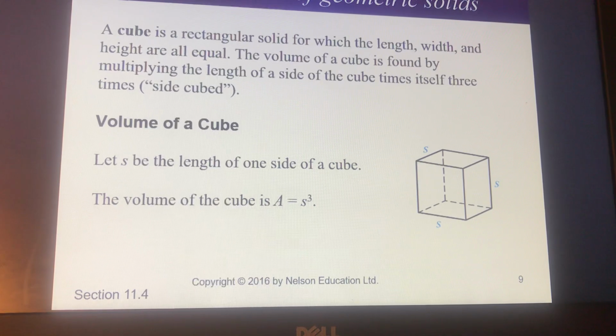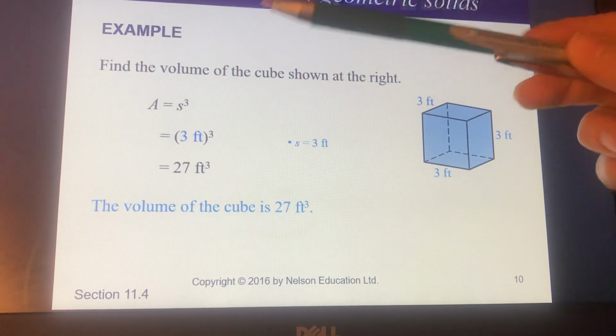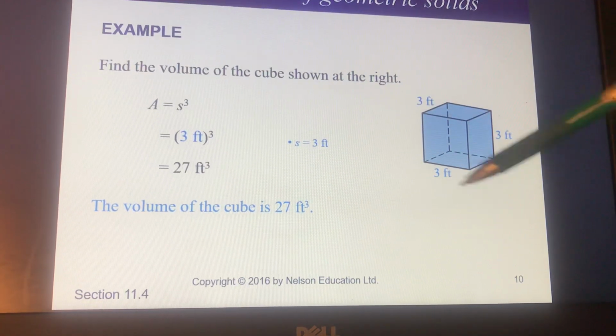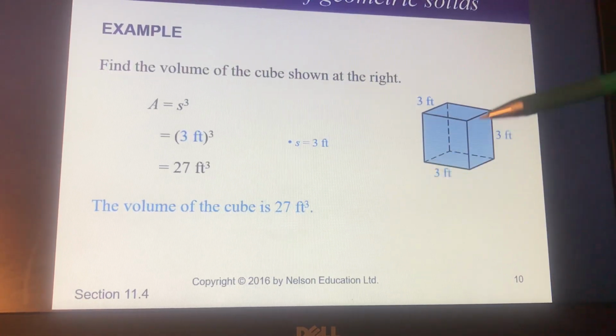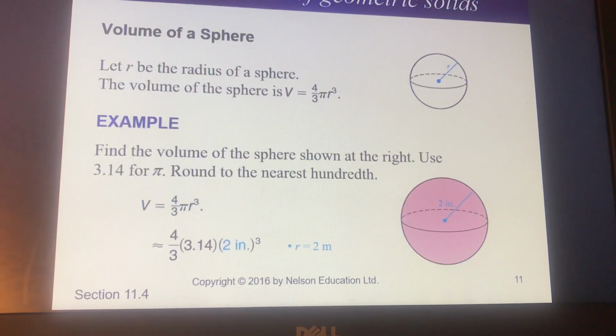What is a cube? A cube is a rectangular solid with all the 3 sides, length and width and height, to be equal. So then that's easy. I don't suggest that we use a new formula. Just look at it and multiply it 3 times. 3 by 3 by 3. 27 foot^3 would be the volume of this cube.